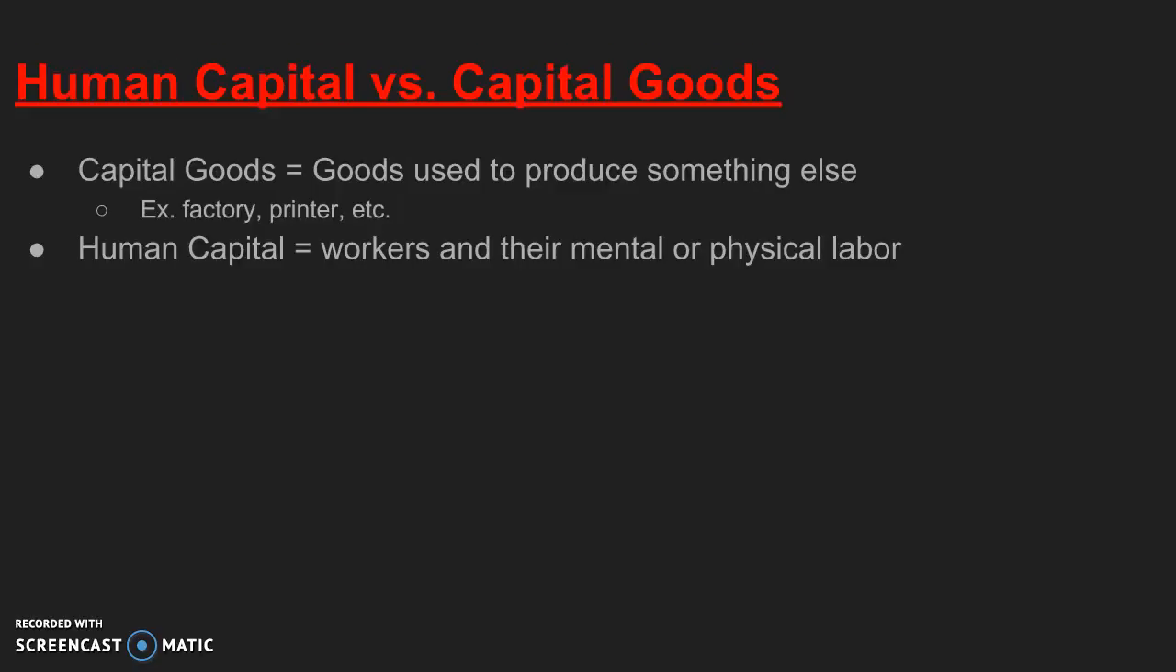Okay. Now, human capital is also used to produce things, but human capital are the workers. That's the human aspect. It's the workers and either the mental or physical labor that they are performing. So if you wanted to invest in human capital, what you might do is send your employees to college. Sometimes you have companies that will hire somebody and then pay for you to go to college because they're investing in that human capital. They think the smarter you are, the more education you get, the better worker you'll be. The better worker you are, the more money you'll make for them. So you see that a lot of times.